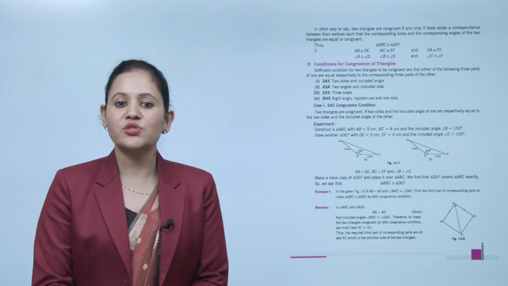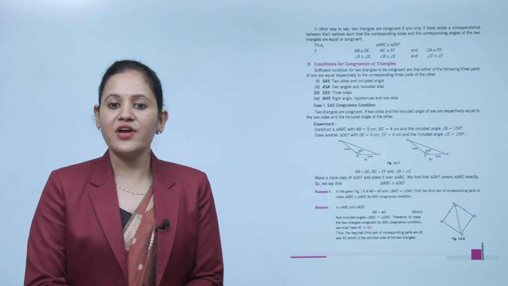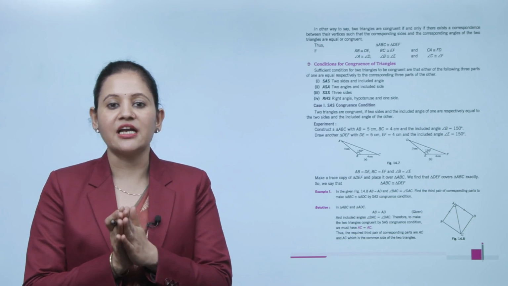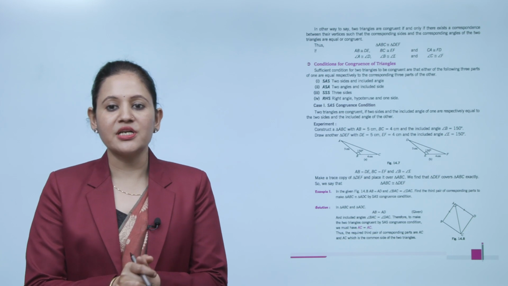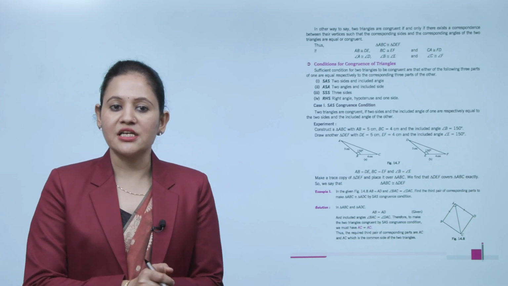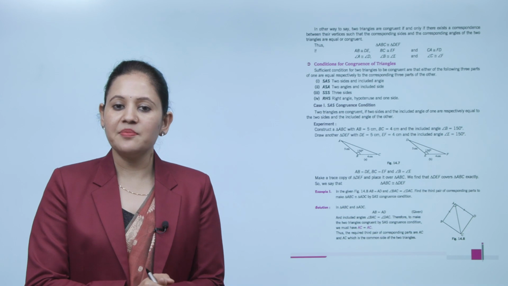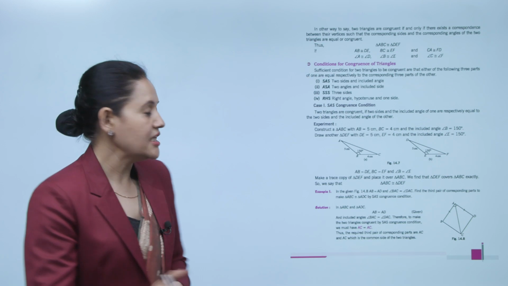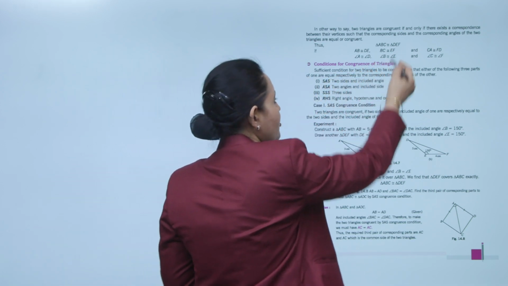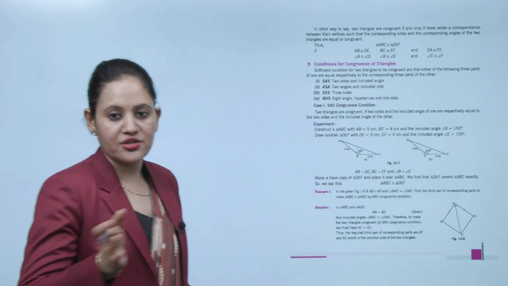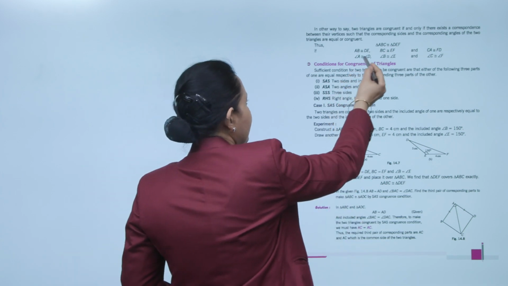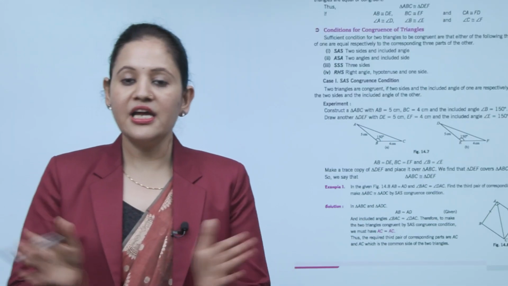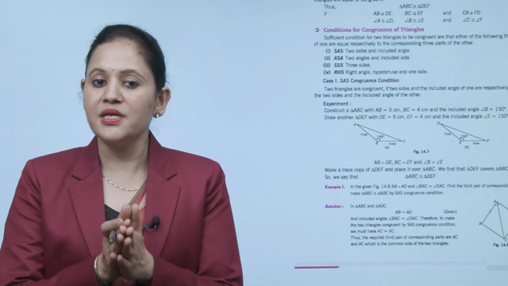In another way to say, two triangles are congruent if and only if there exists a correspondence between the vertices such that the corresponding sides and the corresponding angles of the two triangles are equal. Triangle ABC is congruent to triangle DEF when AB equals DE, BC is congruent to EF and CA is congruent to FD. Angle A is congruent to D, B congruent to E and C congruent to F. Then, only then the triangles will be congruent.